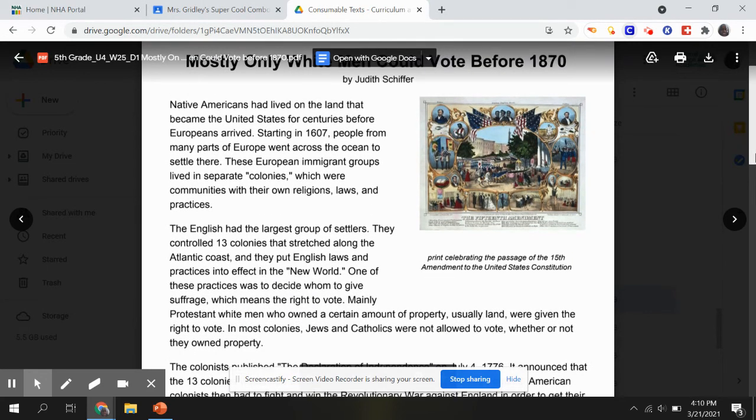Native Americans had lived on the land that became the United States for centuries before Europeans arrived. Starting in 1607, people from many parts of Europe went across the ocean to settle there. These European immigrant groups lived in separate colonies, which were communities with their own religions, laws, and practices. The English had the largest group of settlers.